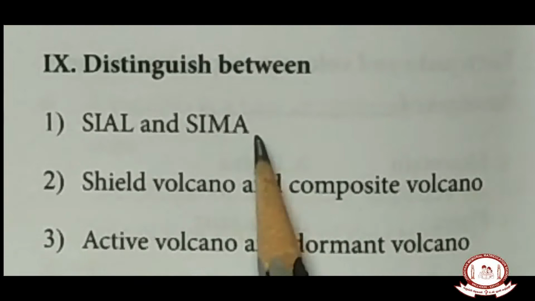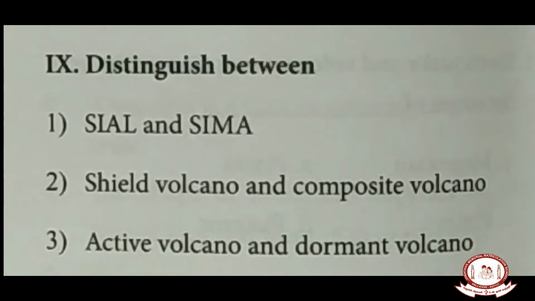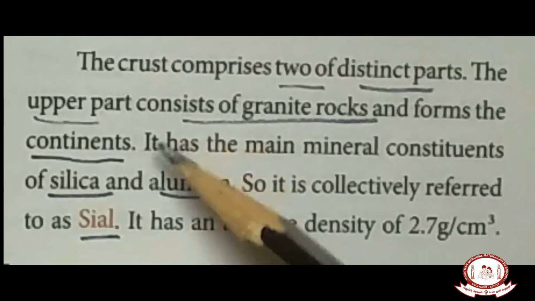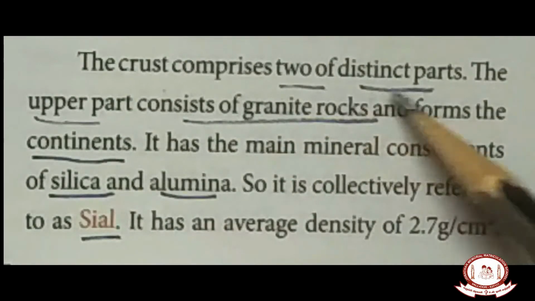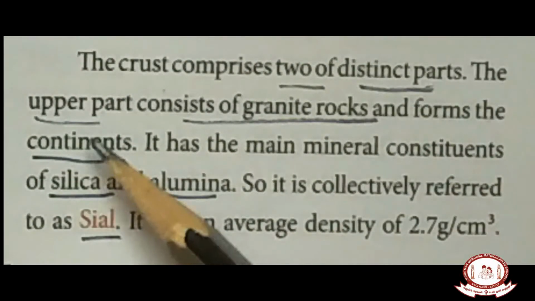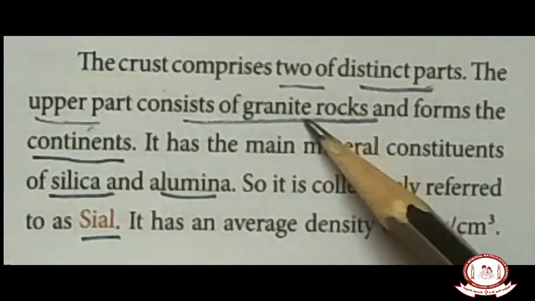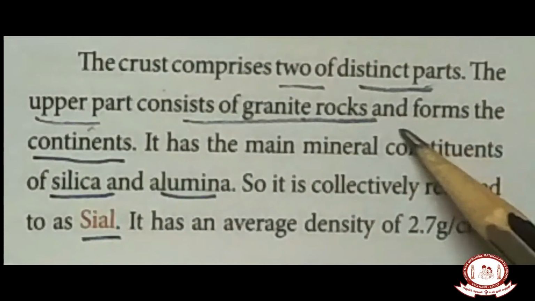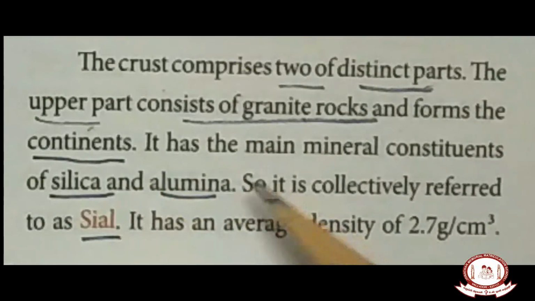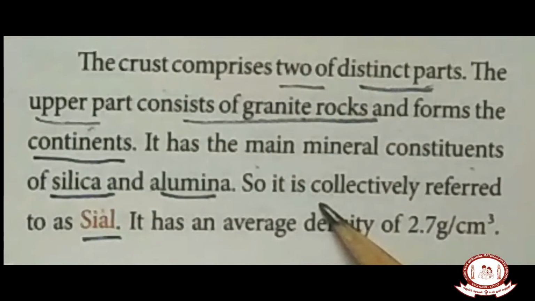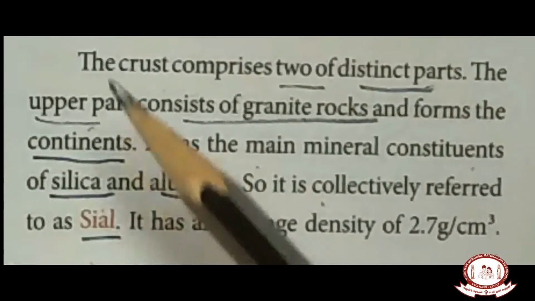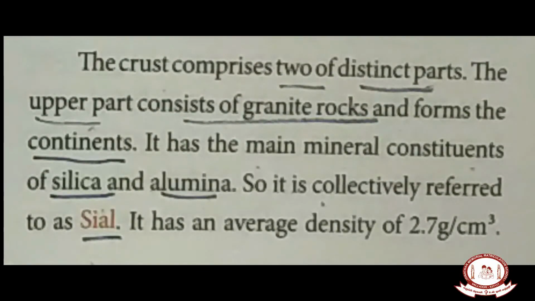Shall we read the answer for this question? Please go to the first page. Put the heading Sial and write. The crust comprises two distinct parts. The upper part consists of granite rocks and forms the continent. It has the main mineral constituents silica and alumina. So this is collectively referred to as Sial. This first 5 lines you should write for Sial.